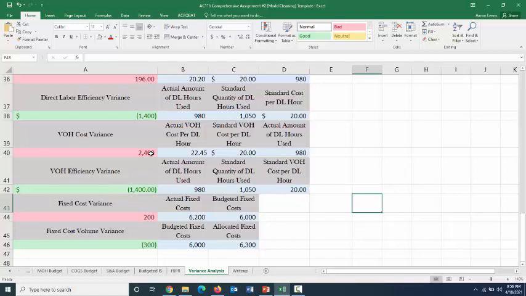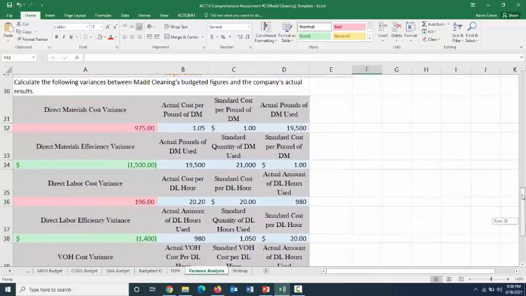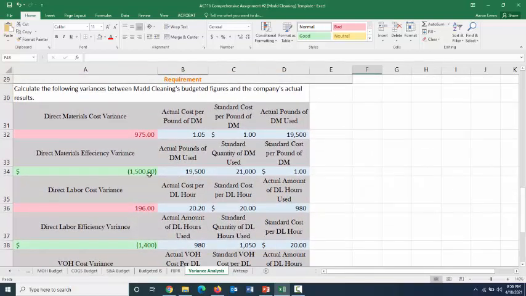It's possible that a lot of that is due to repairs and maintenance on our machinery. Maybe we can look to upgrade to some new machinery because we have a lemon. There's a ton of different things that it could be. But in some way, this company is going to have to lower the actual cost that they pay for variable overhead. What else is a very high variance? We have a direct materials efficiency variance of $1,500 that is favorable. Even though it's favorable, the question you need to ask is, why did we use so much less material than we thought we were going to?